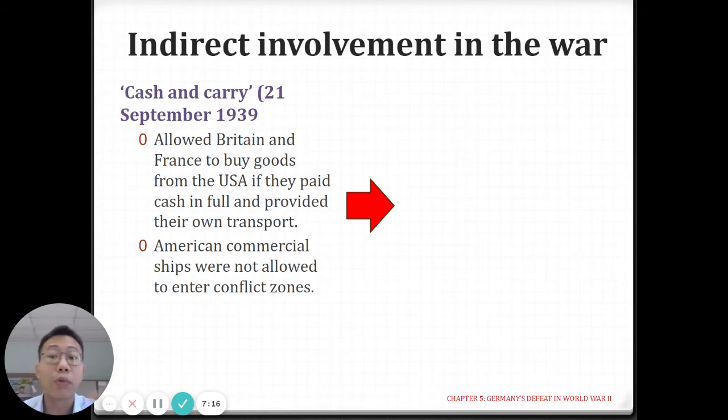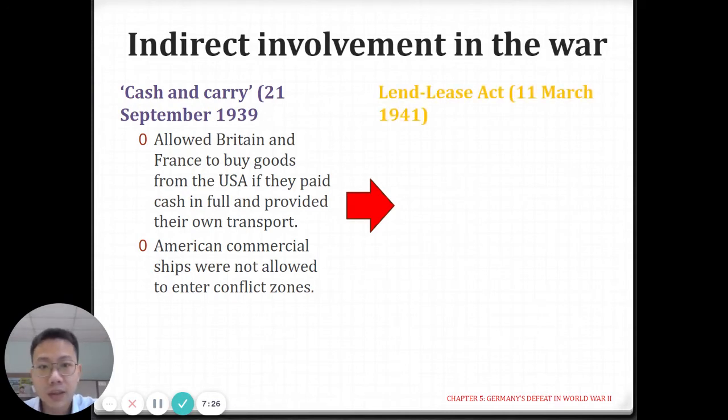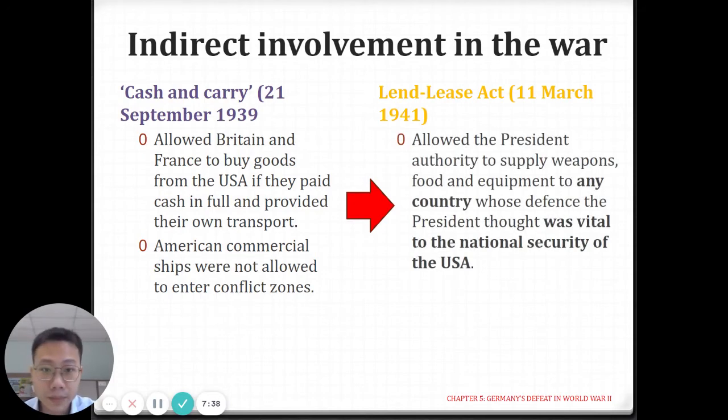So the Americans wanted to protect their own people, and they basically said that the commercial ships were not allowed to enter conflict zones. So then why risk your life selling things to other people and then cause yourself to die, right? But eventually, that policy is going to be changed, although it took about 1.5 years later, in March 1941, to the Lend-Lease Act. So the president could now supply weapons, food, and equipment to any country whose defense the president thought was vital to the national security of the USA.